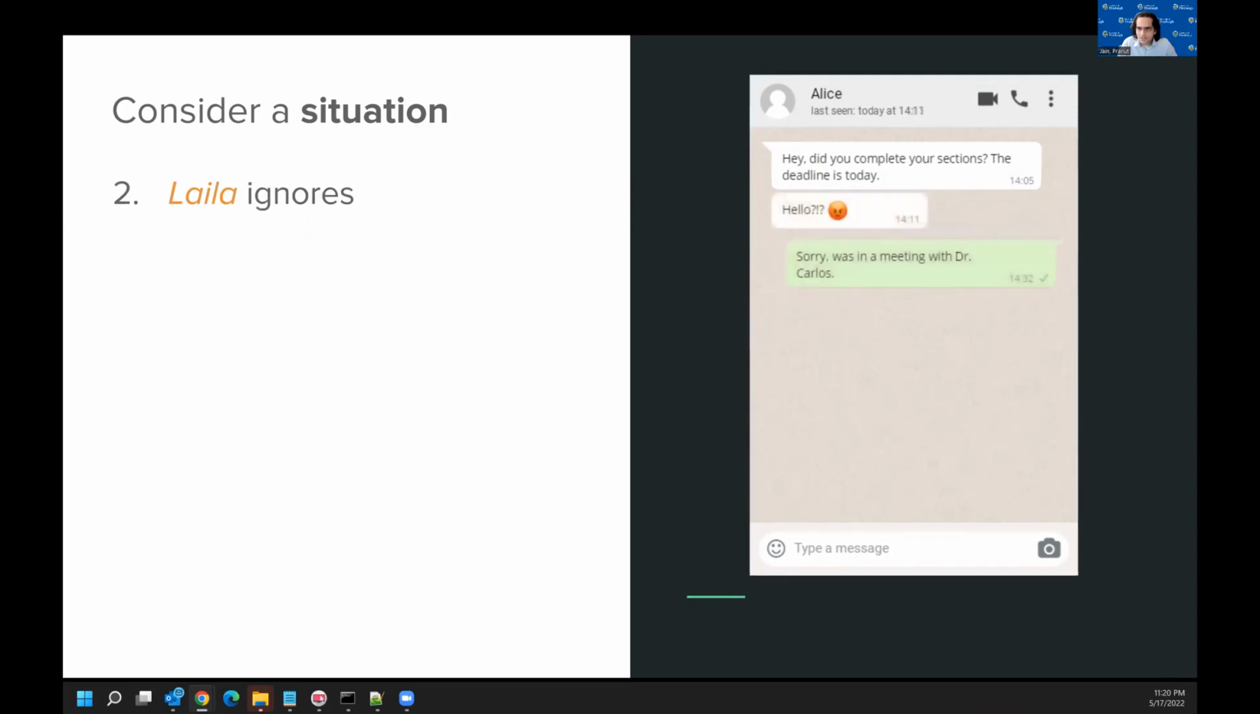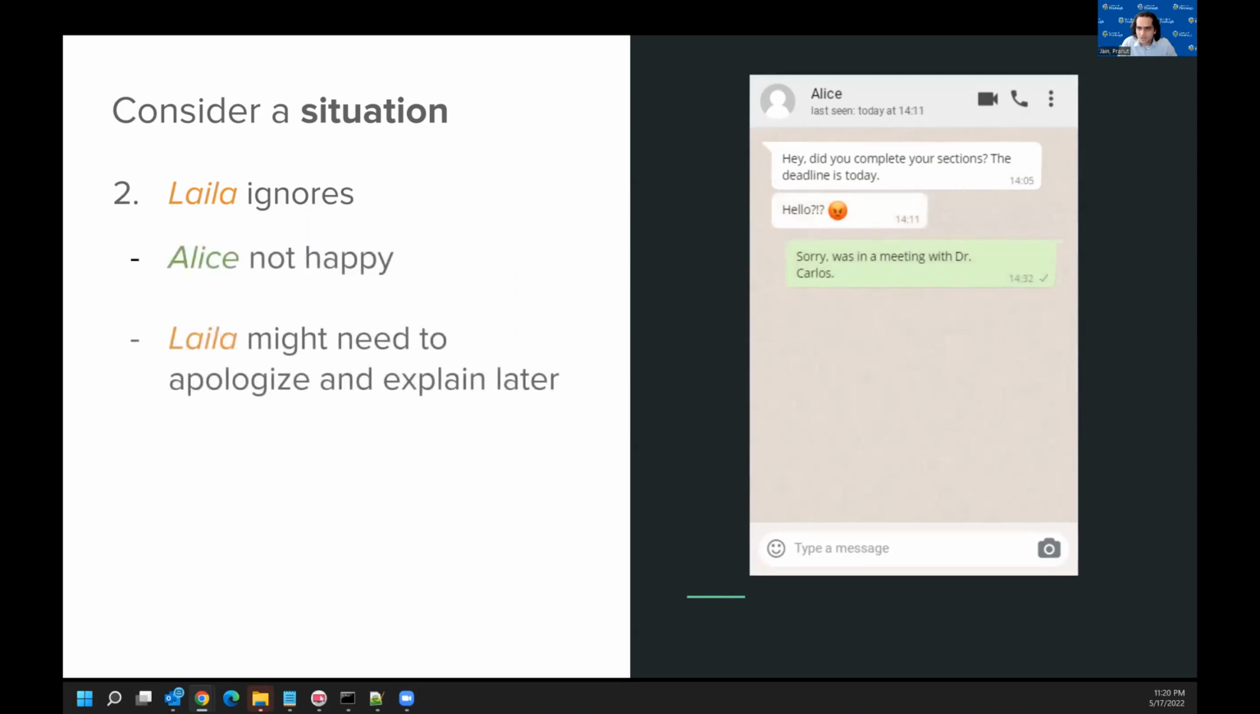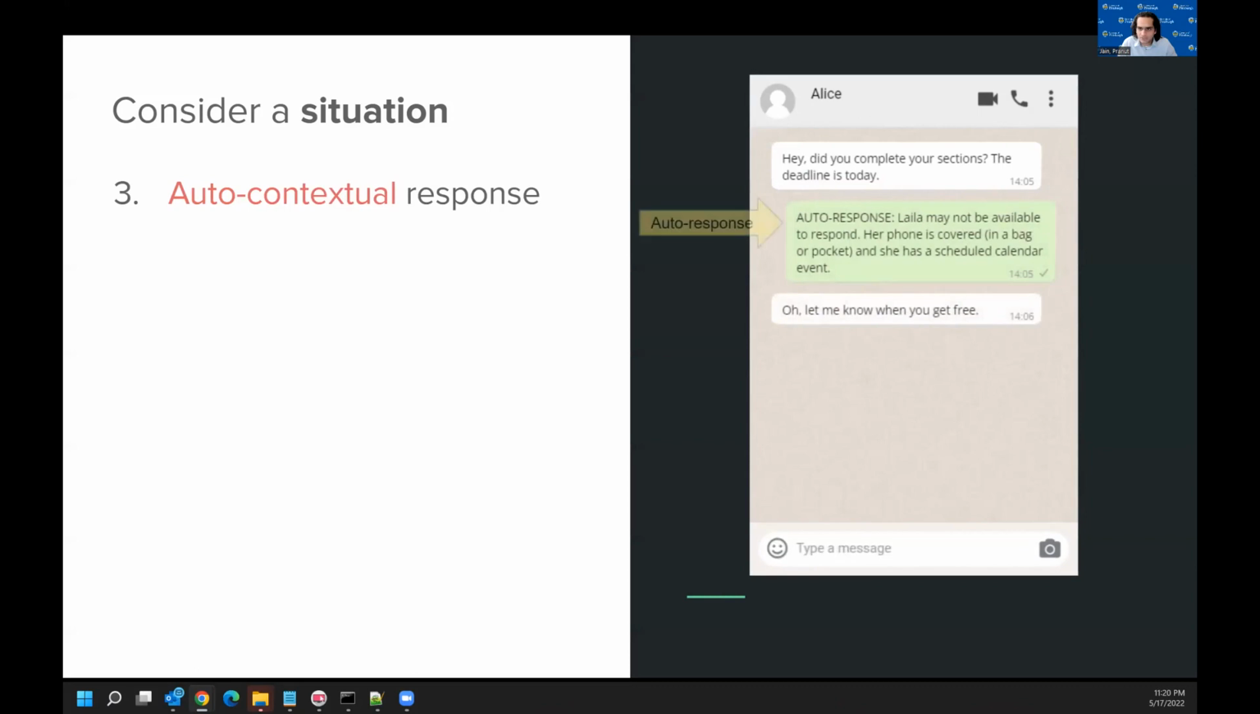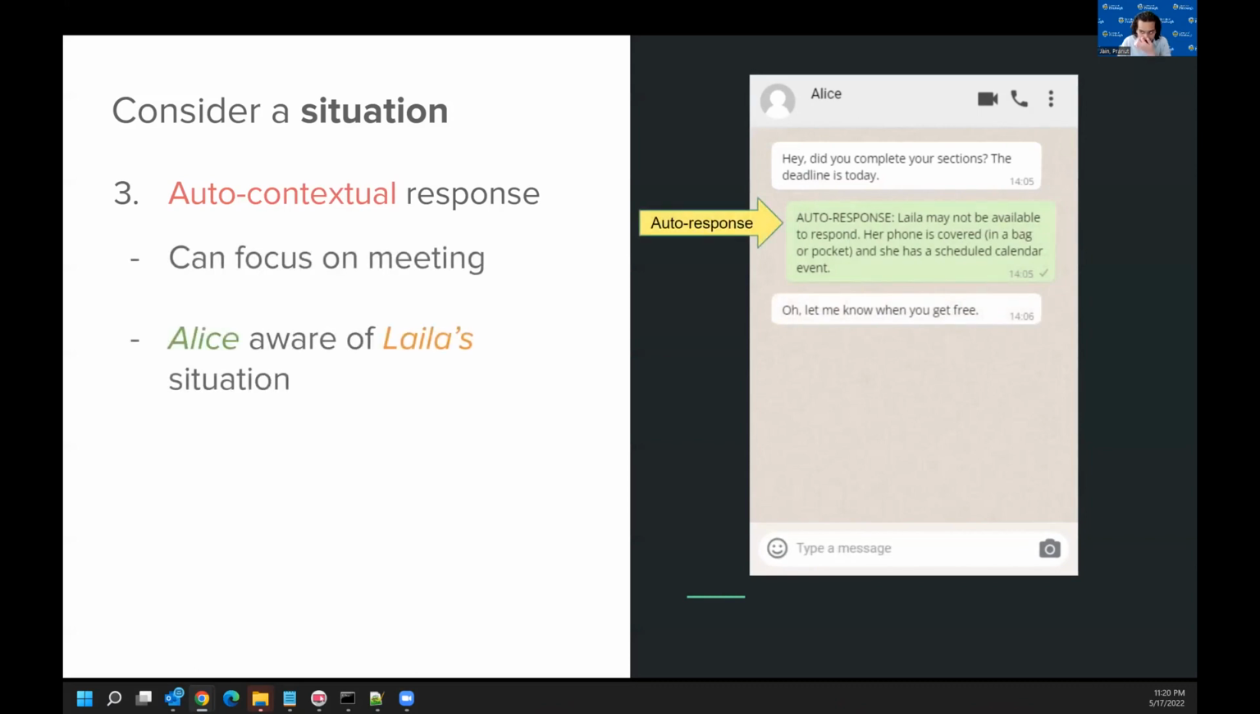Now let's consider the other possibility where she chooses to ignore the message. Here, Alice is not too happy about not getting a fast response, and Laila might later need to apologize and explain the reason for the delay. But what if Laila's phone can detect that she's busy and auto-reply on her behalf? In this case, knowing that an auto-response has been sent, she can continue to focus on the meeting, while Alice is also now aware that Laila is engaged in some other task.